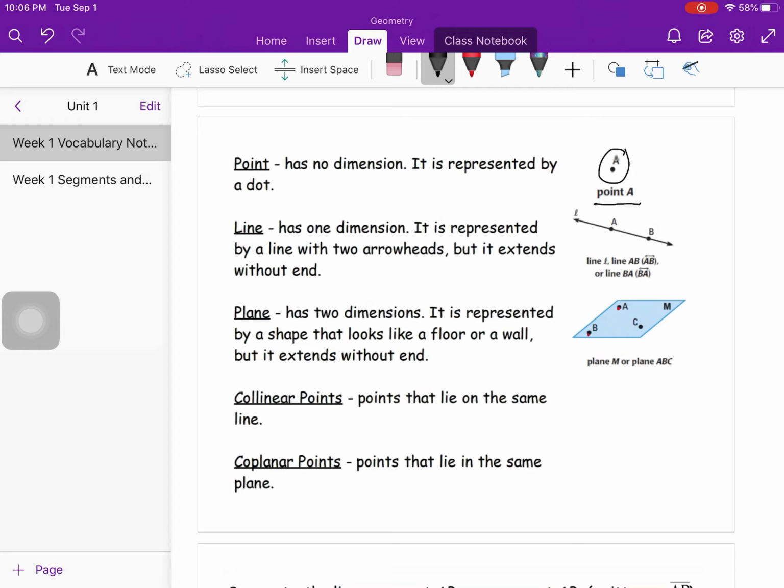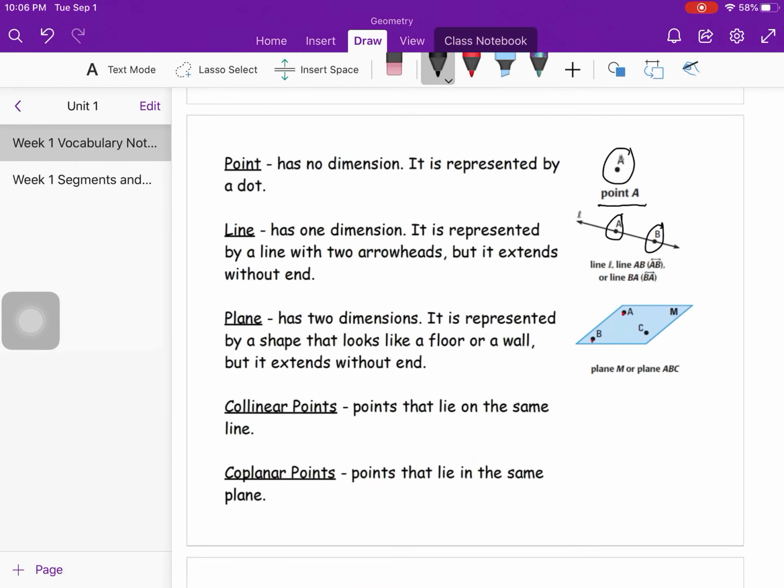Then we have a line. A line has one dimension, so you can think about how you've graphed lines on a coordinate grid, where if you recall, it takes at least 2 points to graph a line. So the same thing here. A line has one dimension. It is represented by a line with 2 arrowheads, but it extends without end, meaning that it goes on forever and ever on both sides. So even though it requires 2 points to make, here we have A and B, it goes on both sides forever and ever.